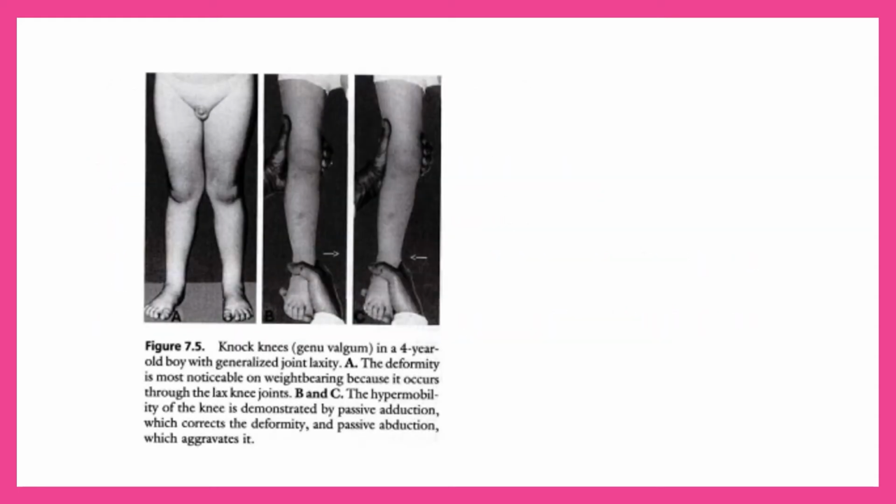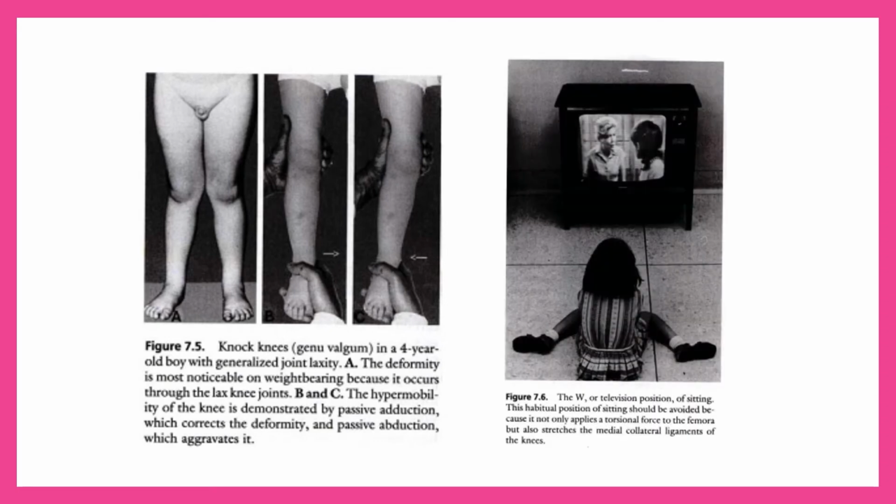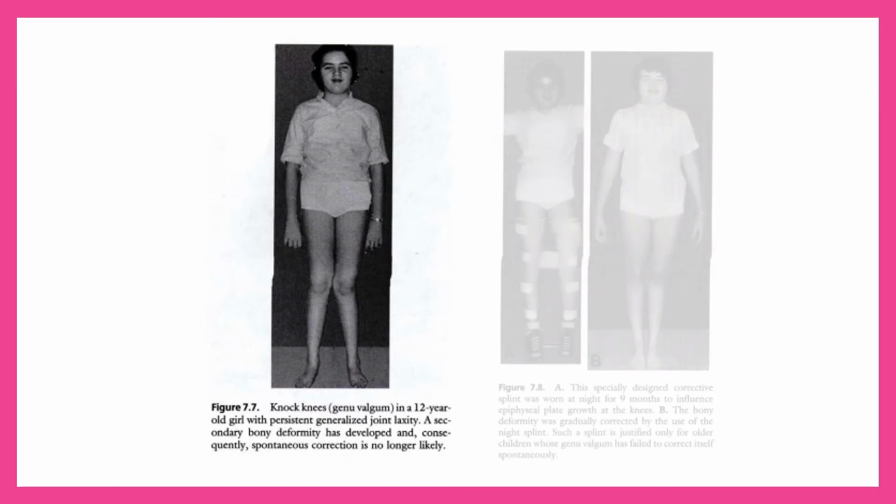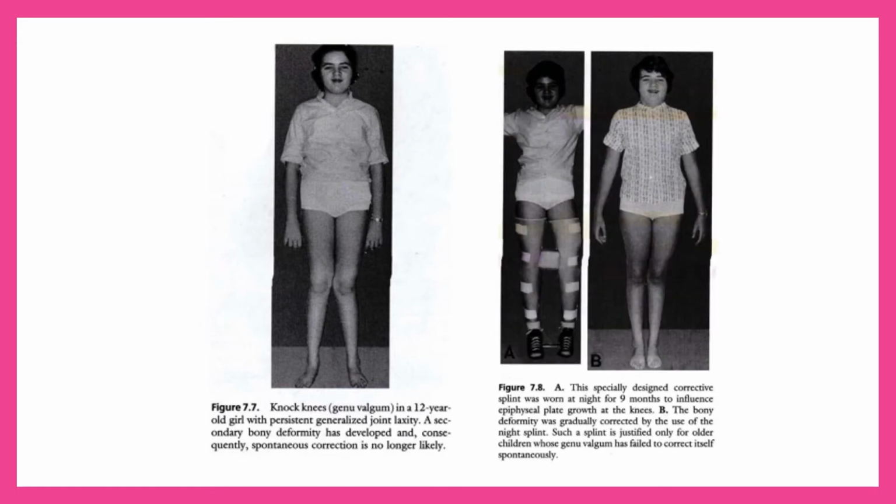This figure shows the knock knees. This figure shows the W or television position of sitting. This figure shows knock knees in a 12-year-old girl with persistent generalized joint laxity. This figure shows a corrective splint that was worn at night for 9 months to influence the epiphyseal plate growth at the knees.